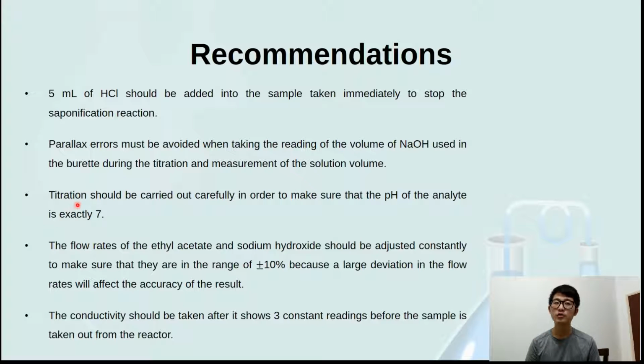Third, titration should be carried out carefully in order to make sure that the pH of the analyte is exactly 7. Fourth, the flow rates of the ethyl acetate and sodium hydroxide should be adjusted constantly to make sure that they are in a range of plus minus 10%, because a large deviation in the flow rates will affect the accuracy of the result. Lastly, the conductivity should be taken after it shows 3 constant readings before the sample is taken out from the reactor.